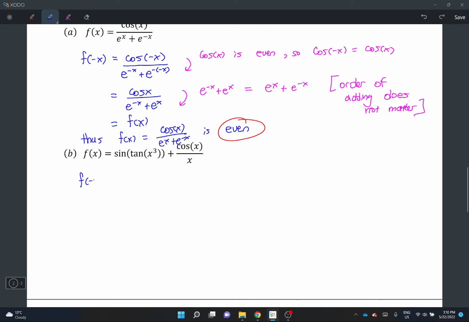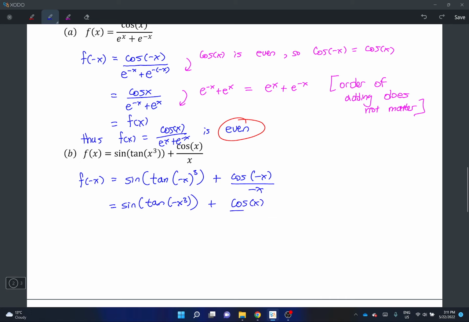Same idea for this. We'll see what happens if we replace all the x's by negative x's. Sine of the tan of negative x cubed plus the cos of negative x over negative x. Okay, negative x cubed is negative x times negative x times negative x. It's just negative x to the power 3. We already stated above that cos of negative x is the same as cosine of x. Nothing much happens down below.